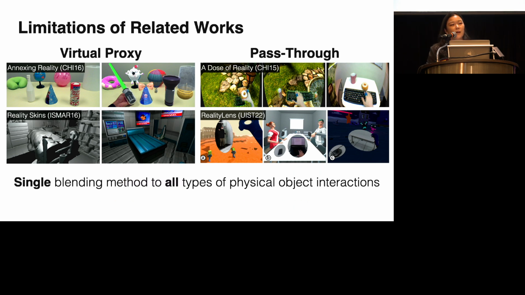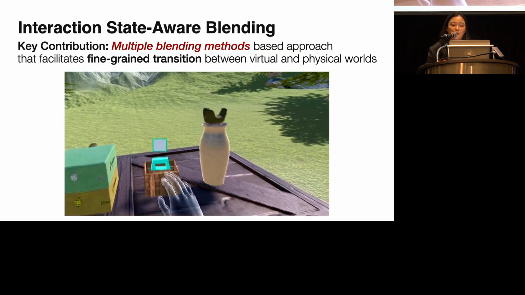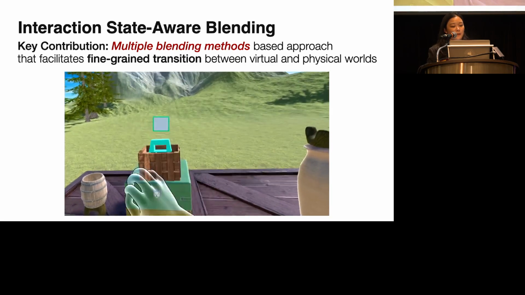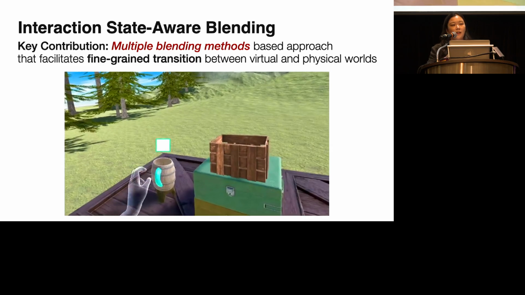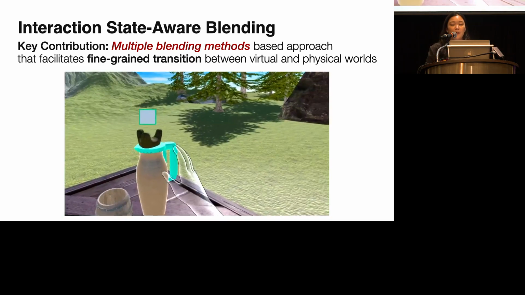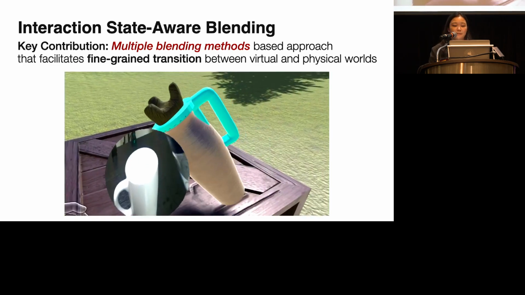But they rigidly applied only a single blending method to all different types of physical object interactions, resulting in a limitation to fully achieve the cross-reality design goals. To overcome these limitations, we designed an interaction state-aware blending approach. Moving away from solely relying on a single blending method, our key contribution is utilizing multiple blending methods aligning with the user's natural flow of physical object interaction, thereby facilitating fine-grained transition between virtual and physical worlds.